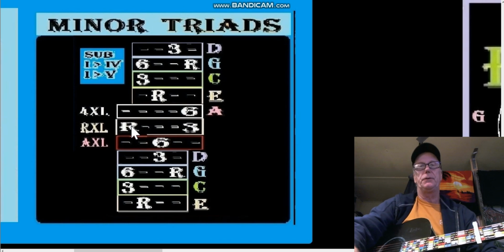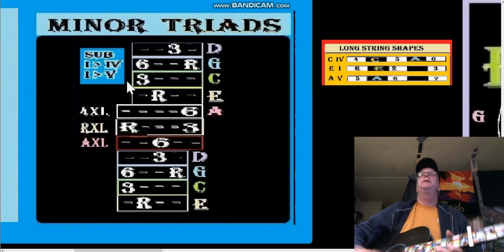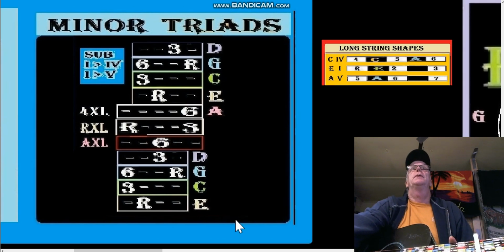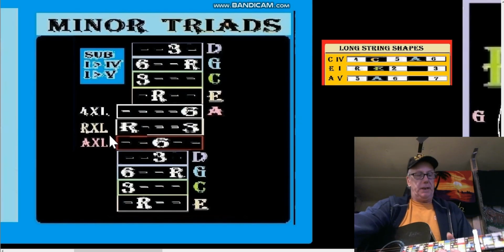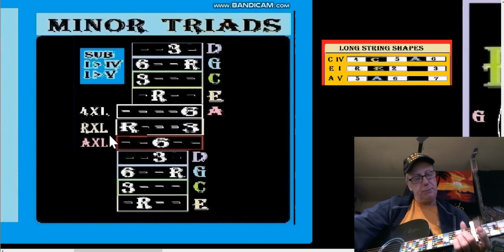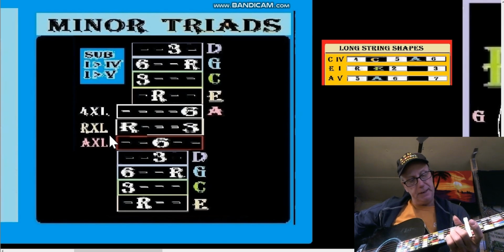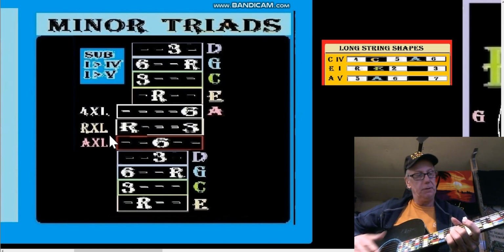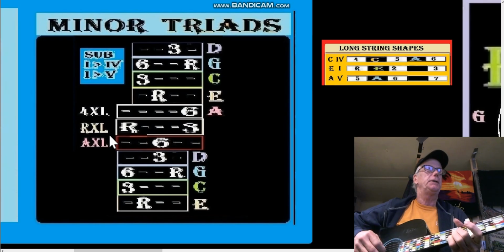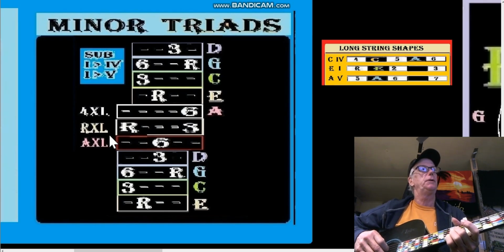Okay, so let's put those up. We need our long string shapes up here. So again, if we're starting on the A shape C here, it's just like playing an A but with the capo. You moved it up a minor third, which is 1, 2, 3 frets or something.